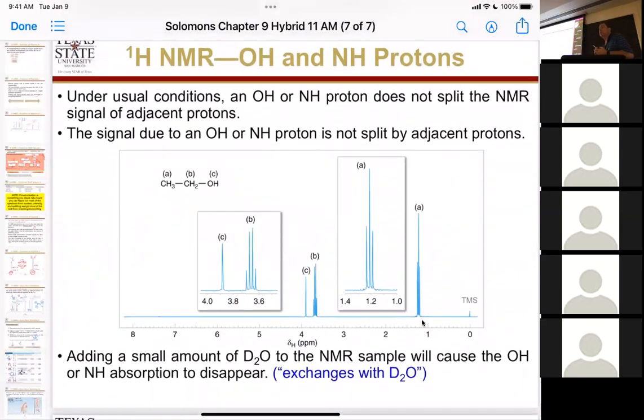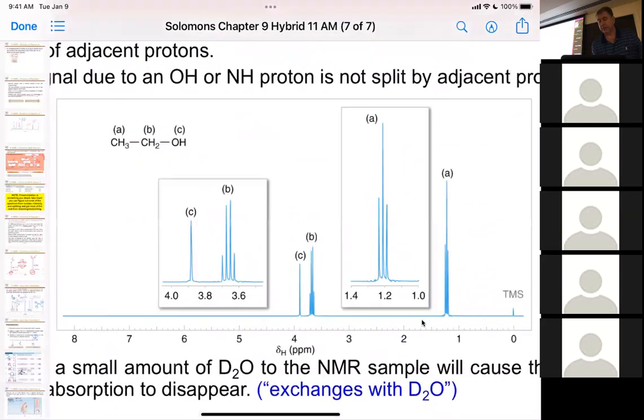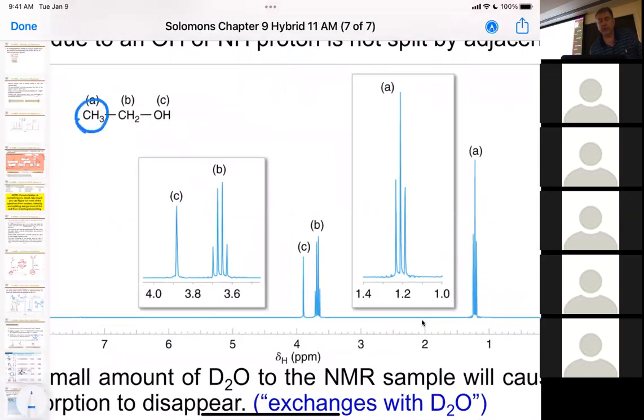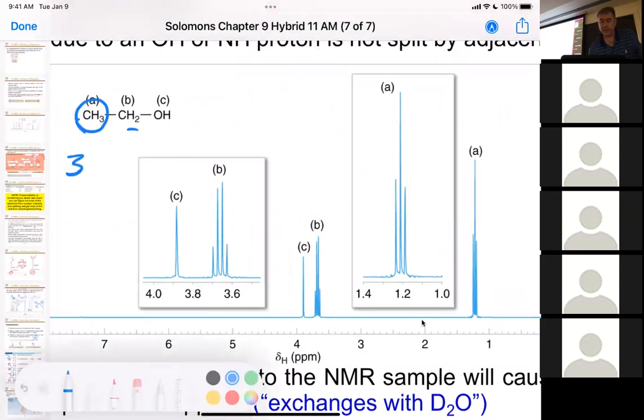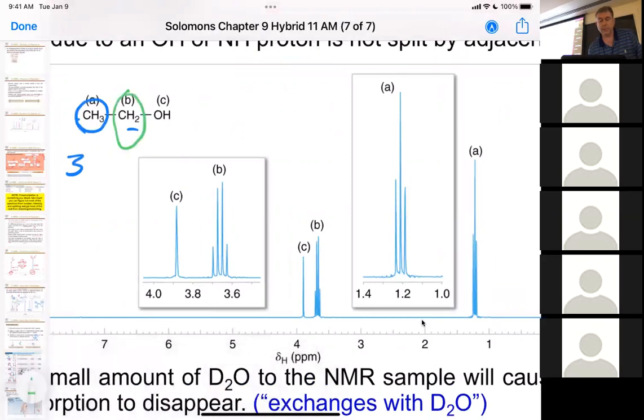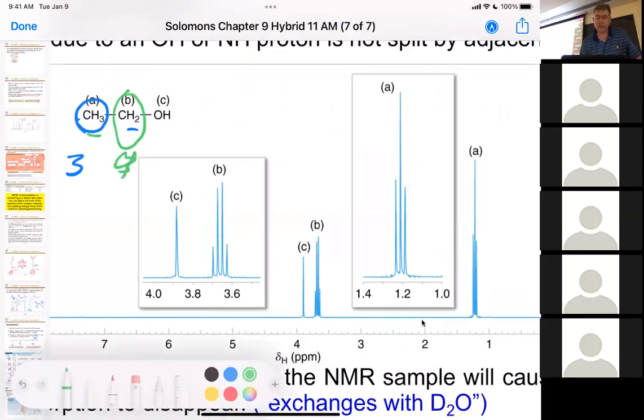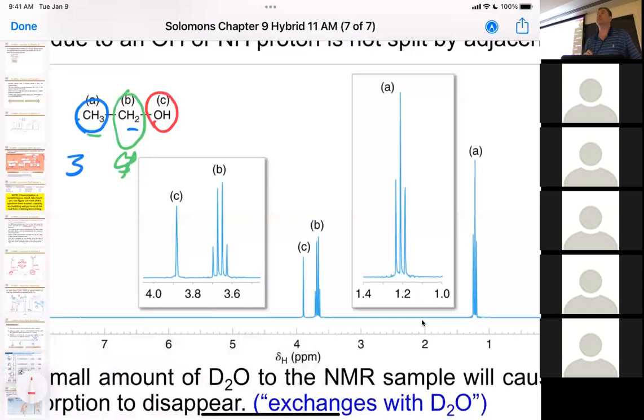Okay, so under most conditions, you do not split through oxygen, even if it's within 3 bonds. So if we look at this right here, we're going to see this split by these 2 hydrogens for a total of 3. We're going to see this split by these 3 hydrogens for a total of 4. And we're going to see these not split at all because it's going through oxygen. It's the same for that. So we should have a quartet, a triplet, and a singlet.